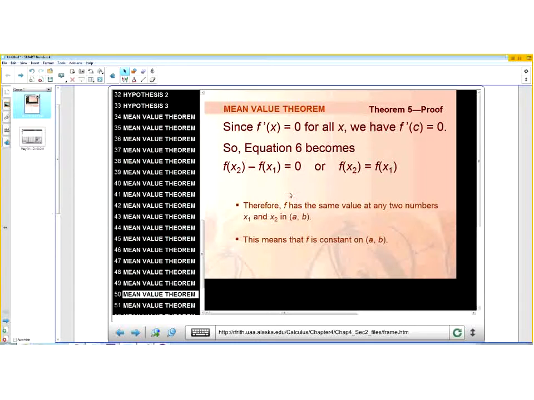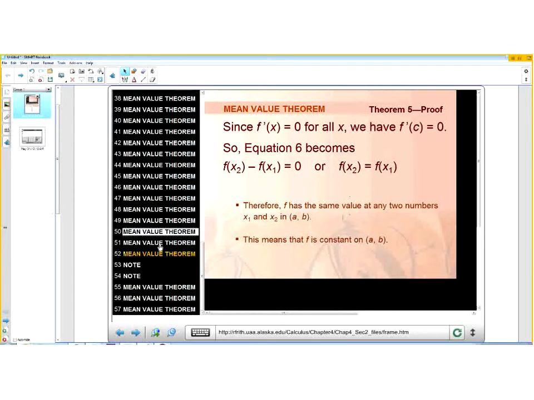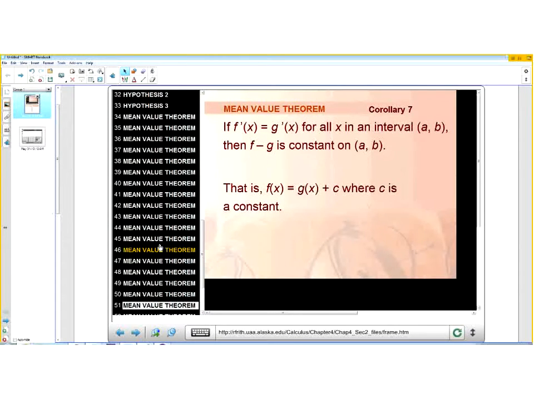So f prime of x is equal to 0. Okay, so this is just showing that the derivative of a constant is 0 using the mean value theorem. So if the derivative of f is equal to the derivative of g for all x in an open interval, then of course the difference of two functions is constant. Well, here's an important corollary.